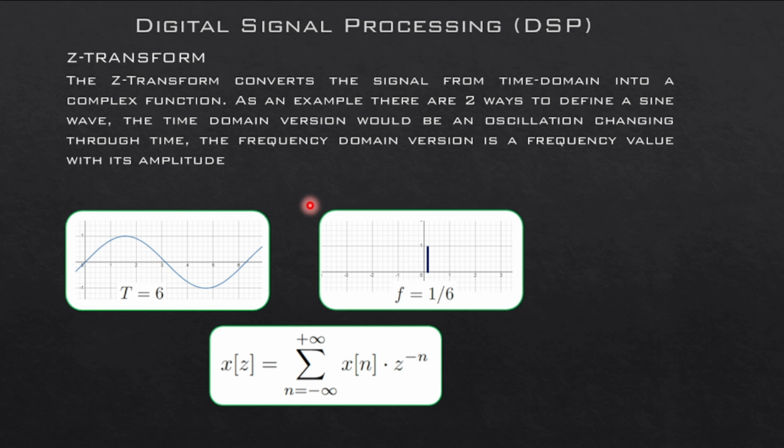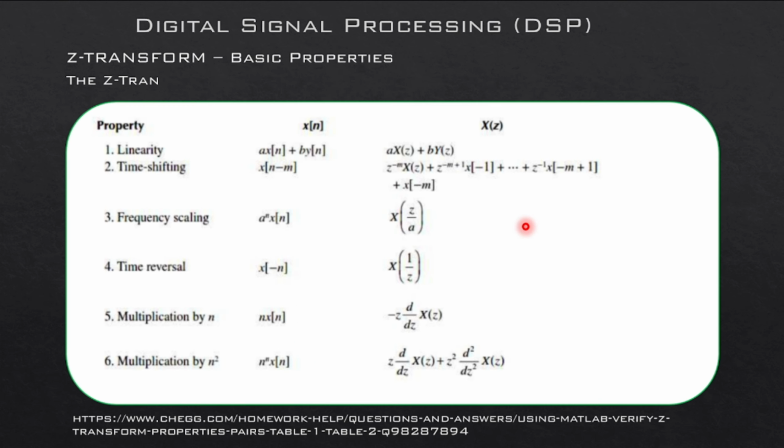What is the Z transform? X(z) equals the sum from minus infinity to plus infinity of x[n] times z to the power of minus n. All right? So these are the different representations of the Z transform. At first, we're talking about the basic properties of the Z transform.